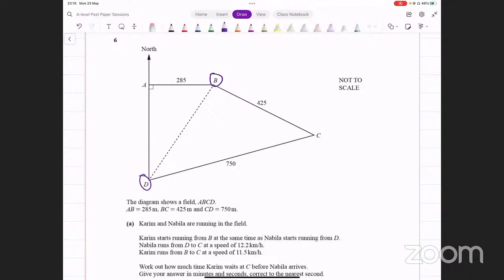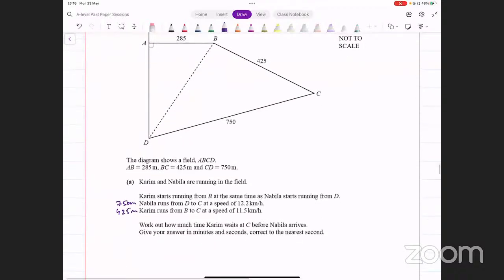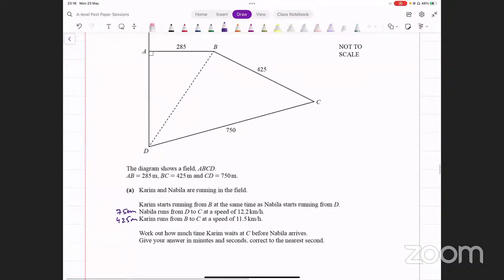Nabila runs from D to C at a speed of 12.2 kilometers per hour. And we've got the distance there. That's 750 meters. And Kareem runs from B to C. And we've got the distance there. That is 425 meters. So this is 750 meters. And this is 425 meters. Itna distance for run kar rahe hain. Okay. Work out how much time Kareem waits at C before Nabila arrives. Give your answer in minutes and seconds. Correct to the nearest second.